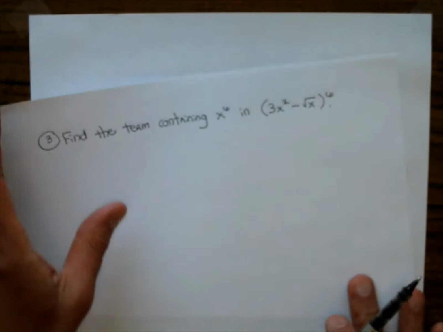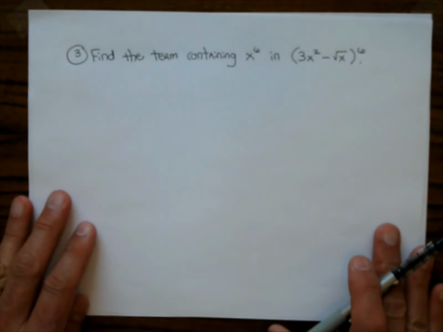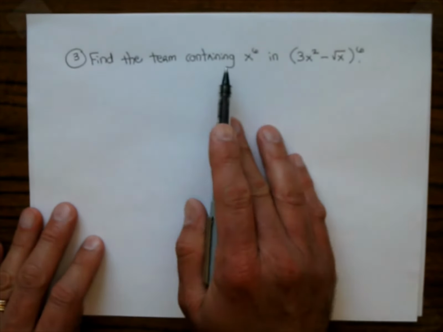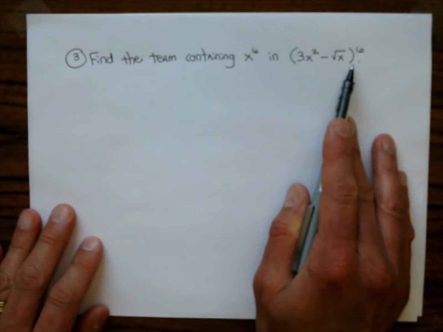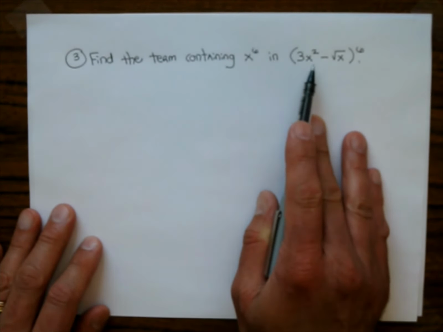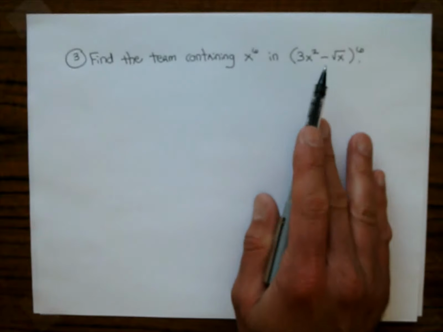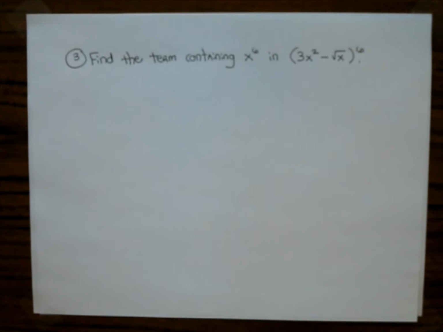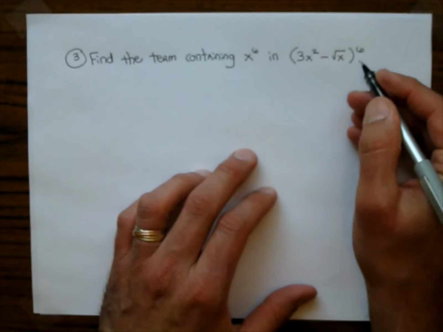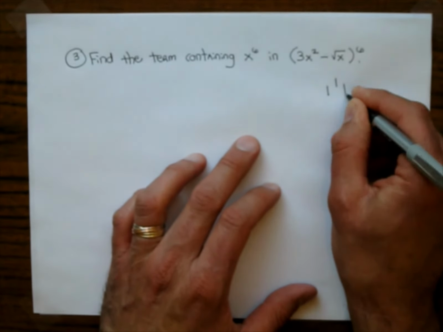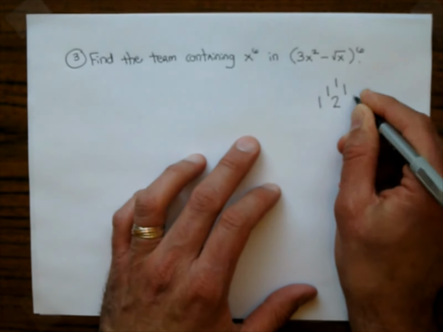The next problem is this. In your homework they'll have some that say, find the term containing x to the 6th in this expression here. Wow, so that's crazy. So that is what we're going to do. Looks like I have to go to row 6 on Pascal's triangle. So that's what I'm going to do now.